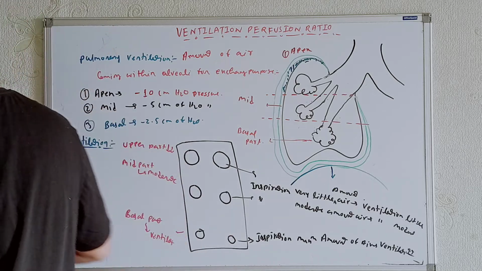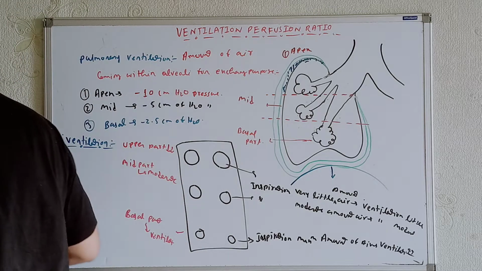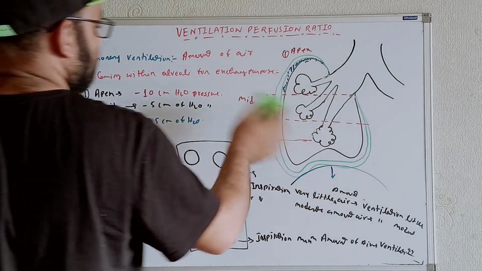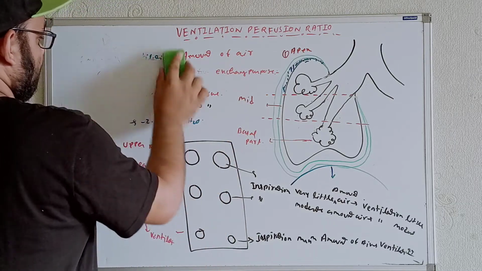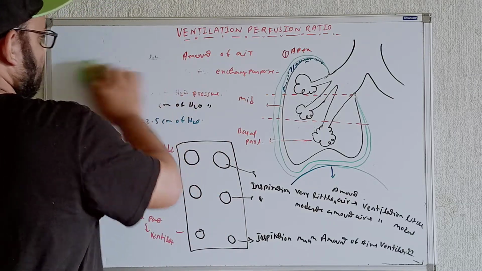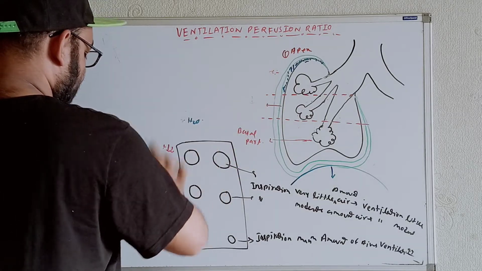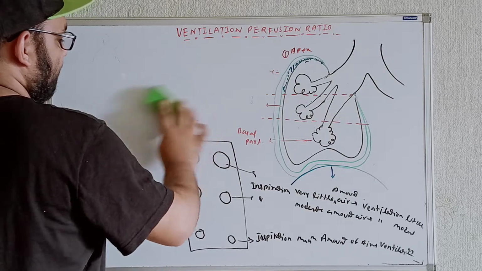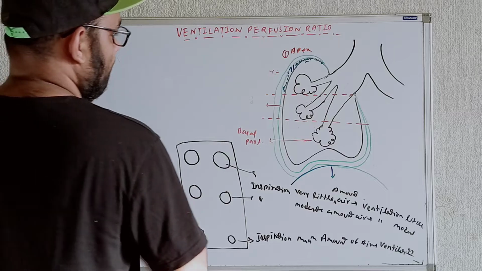Now we'll talk about the perfusion. For that we have to draw some part. Okay, let's draw this part over here. I'm already erasing these things. We'll talk about the perfusion. Perfusion means the blood flow around the alveoli. Okay, the blood flow around the alveoli over here.